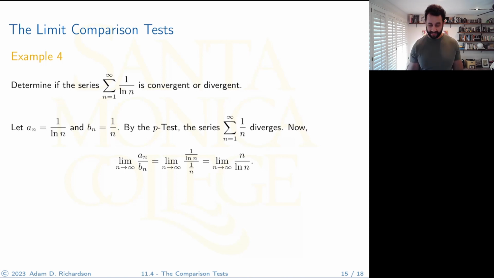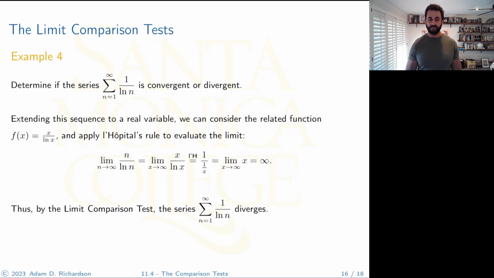Now, by the p-test, I know that this series diverges, or just by the proof that we did earlier in the last section. Yeah, last section. I know it diverges. So now let's look at this limit. Limit of an over bn equals limit of this over this. Simplify, you get n over ln of n. And once again, we have an infinity over infinity situation.